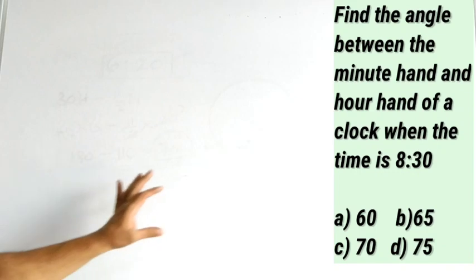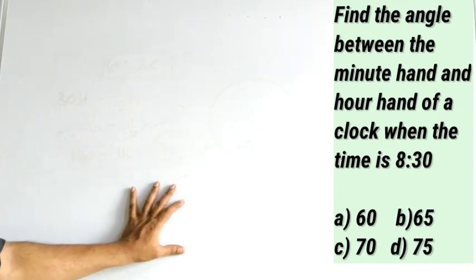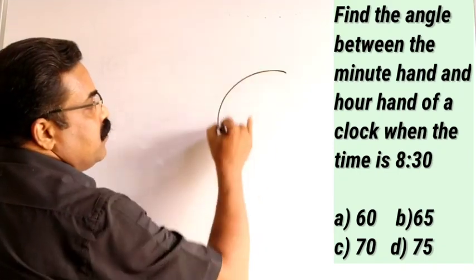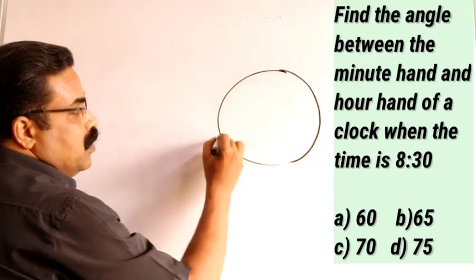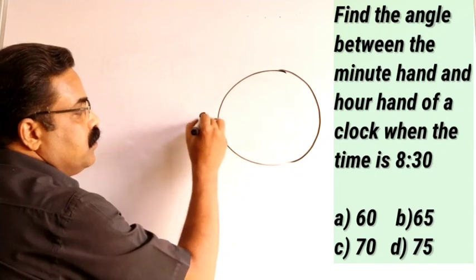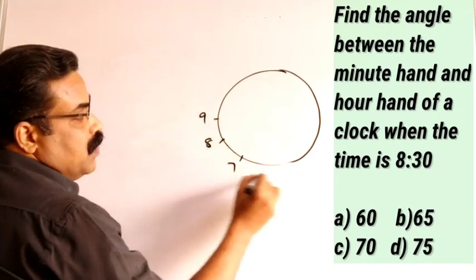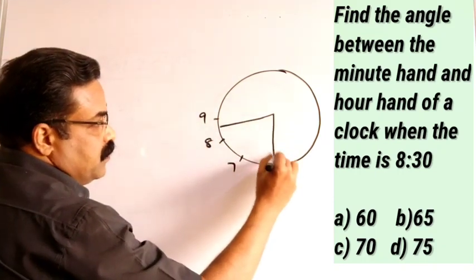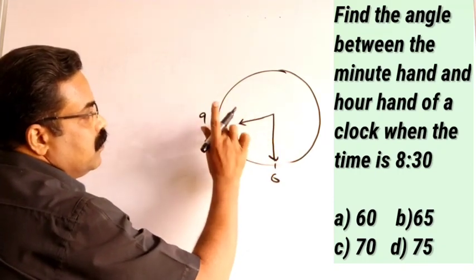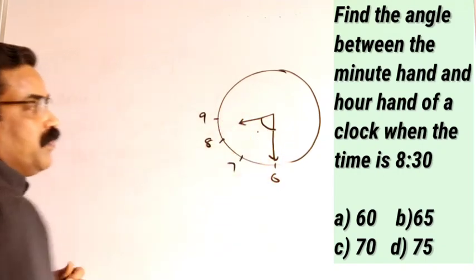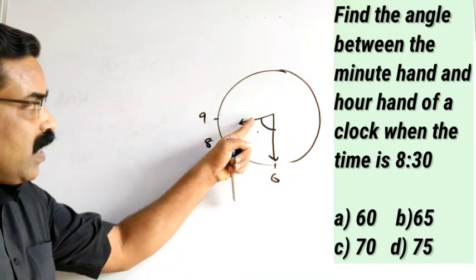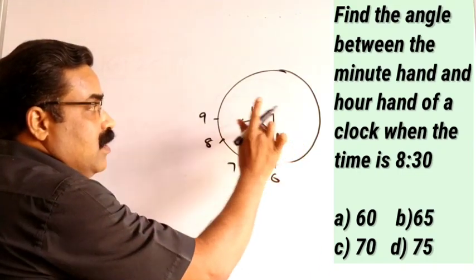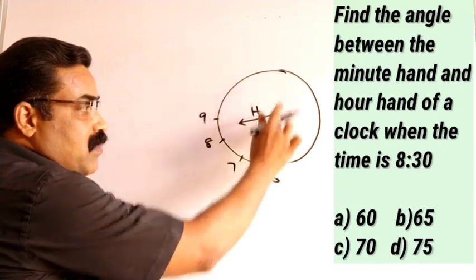Find the angle between the minute hand and hour hand of a clock when the time is 8:30. Okay, so the time is 8:30. So here you have 8. The time 8:30 means it will be like this. This angle is what you have to find out, the angle between the hour hand and minute hand. This is the hour hand, this is the minute hand.